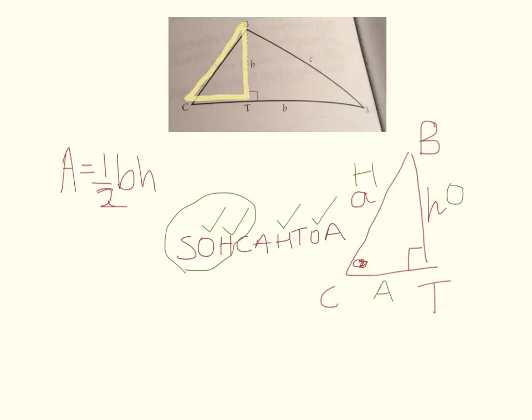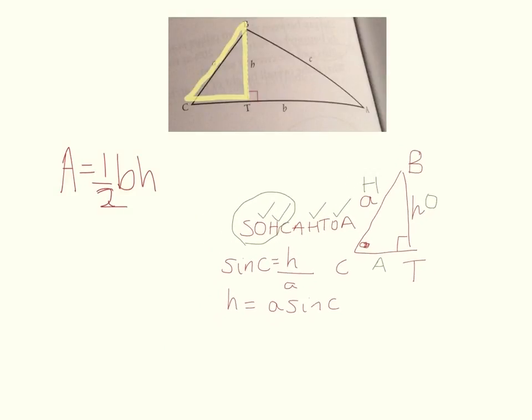So if I were to plug the information that I've got in my picture here, I have got sine of C is equal to the opposite, h, divided by the hypotenuse, A. And if I multiply both sides by A to get rid of the denominator of A, I'll obtain h equals A sine C.